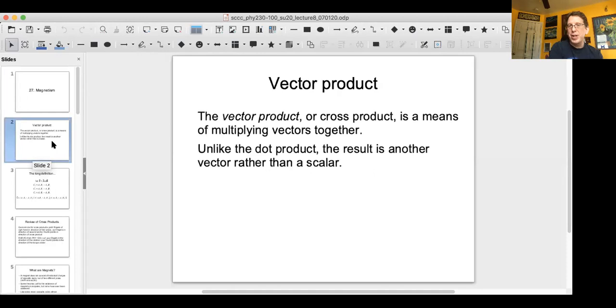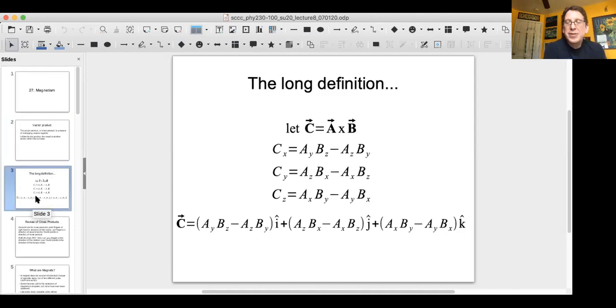is a way of multiplying two vectors together that gives you a vector, whereas the dot product, like when you're doing work, for example, results in a scalar. So you're multiplying two vectors together and getting a scalar. The vector product, you're multiplying two vectors together and getting a vector. It's also called the cross product.